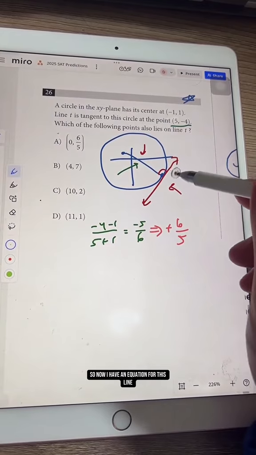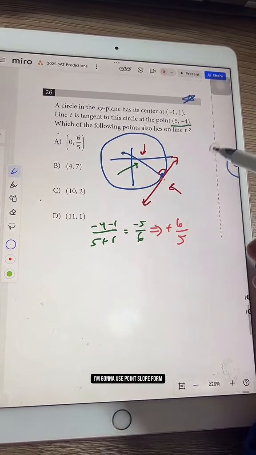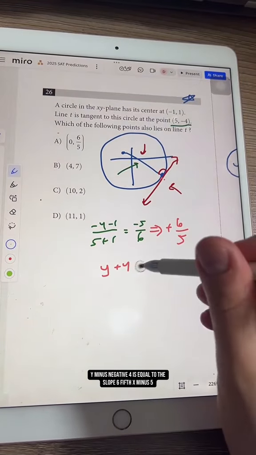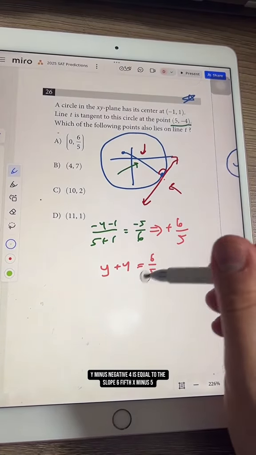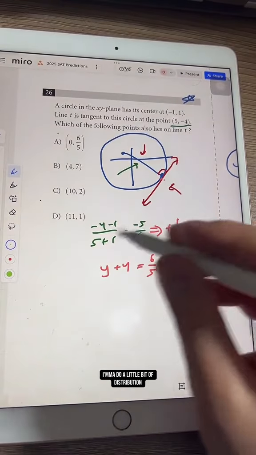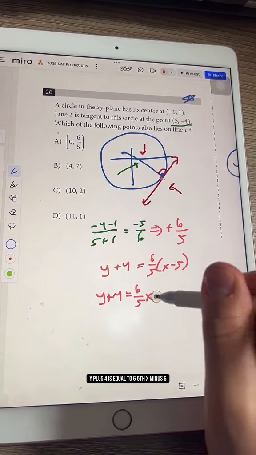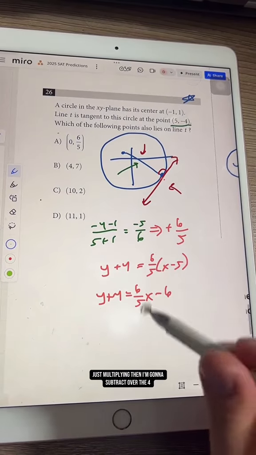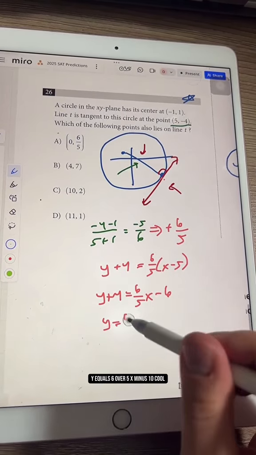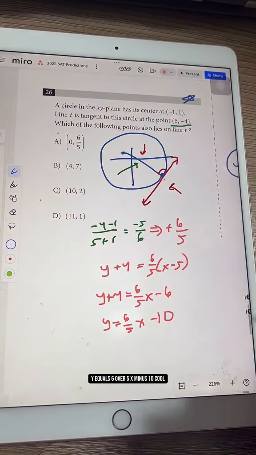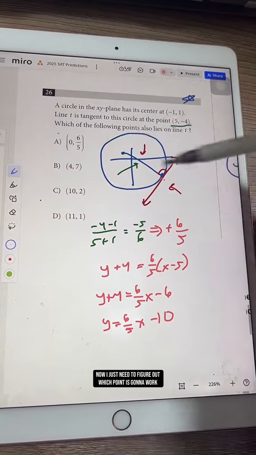So now I have an equation for this line. I'm going to use point-slope form. y minus -4 is equal to the slope 6/5 times (x minus 5). I'm going to do a little bit of distribution. y plus 4 is equal to 6/5 x minus 6, just multiplying. And then I'm going to subtract over the 4. y equals 6/5 x minus 10. Cool. Now I just need to figure out which point is going to work.